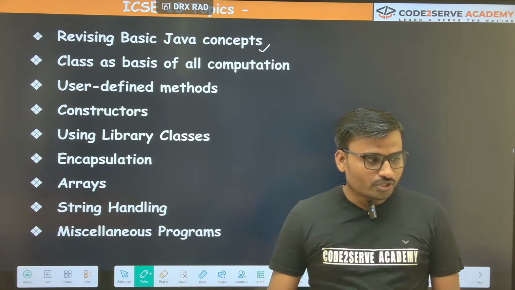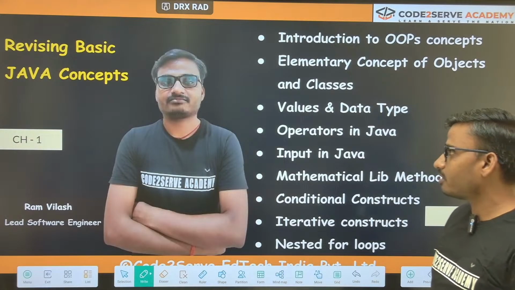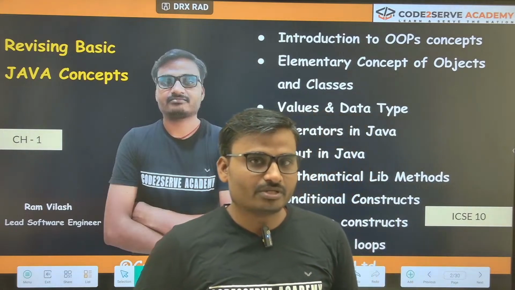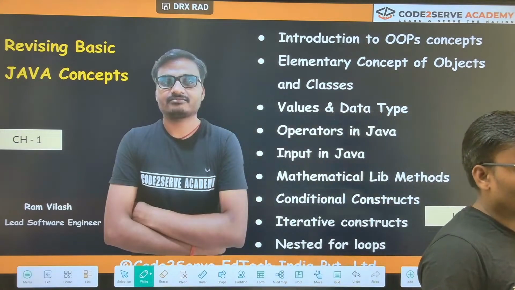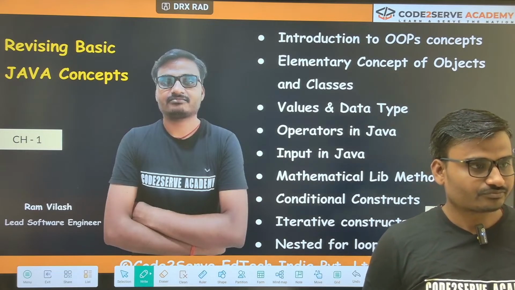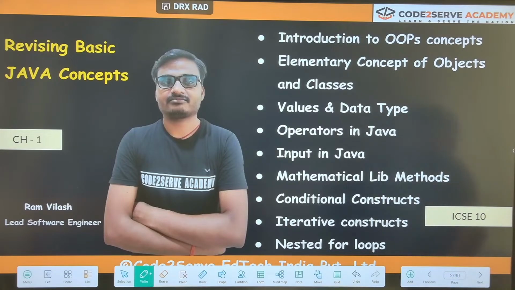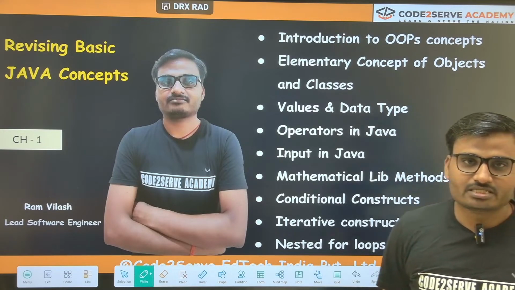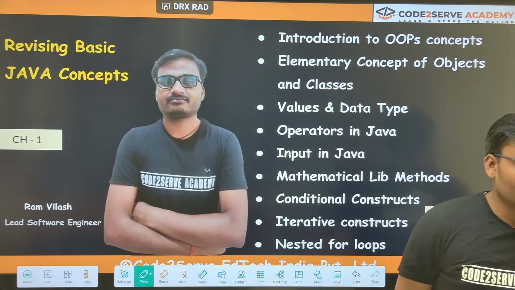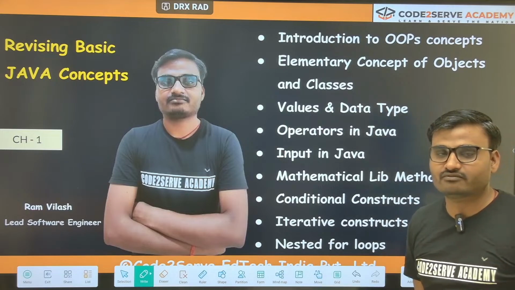So in the first lecture, let's move with the basics of Java programming that we learned in class 9. Basically, in class 9th, we learned what is OOPS. In the first chapter, you might have learned about the OOPS concept. Then in the second lecture, we started learning about the elementary concept of class and object. Then we covered values and data types and so on. In this first lecture, we'll be covering the first three topics: what is OOPS, the elementary concept of class and object, and values and data types.